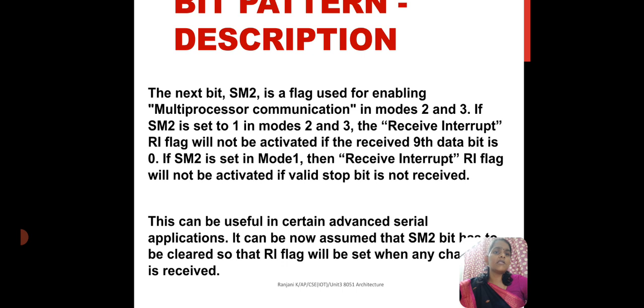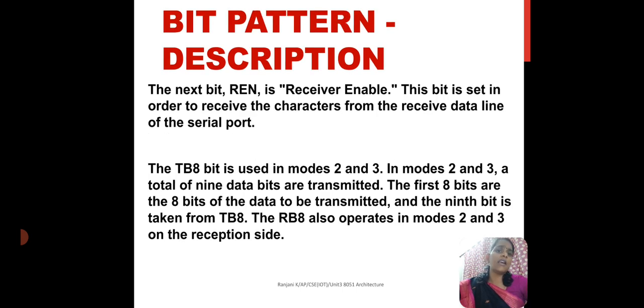The next bit is SM2, a flag used for enabling microprocessor communication in modes 2 and 3. If SM2 is set to 1 in modes 2 and 3, the receive interrupt RI flag will not be activated if the received 9th data bit is 0. If SM2 is set in mode 1, then the receive interrupt RI flag will not be active if a valid stop bit is not received. Next is REN.